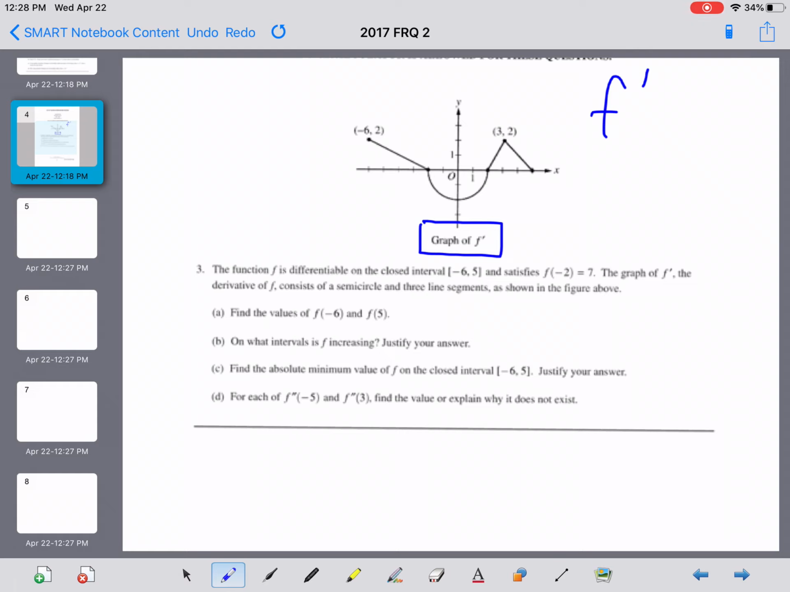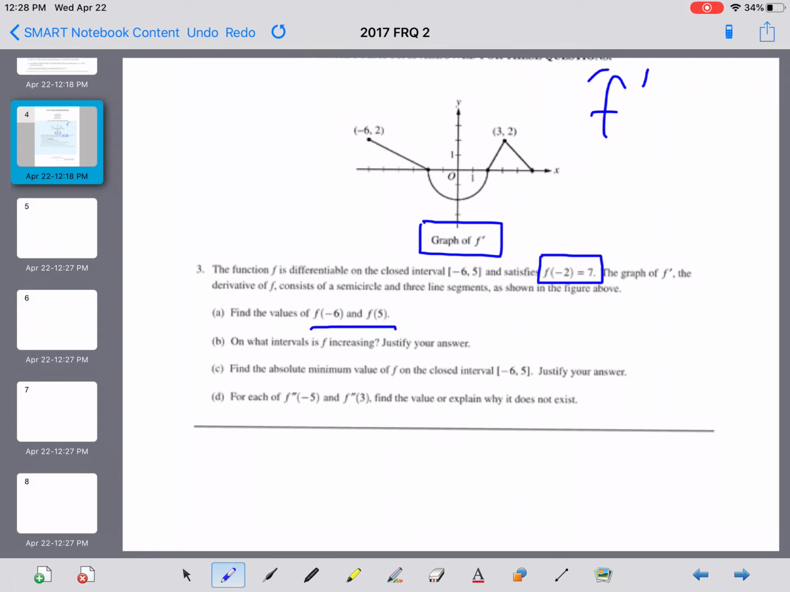Okay, so they tell us that f is differentiable on this interval from -6 to 5 and satisfies something important, I bet, right here, that f of -2 is equal to 7. Again, remember, this is not the graph of f that we're looking at. This is the graph of f prime. So they've given us the graph of f prime, and we've got a semicircle and 3 line segments as shown above. Okay, so in part A, we're supposed to find the values of f of -6 and f of 5.